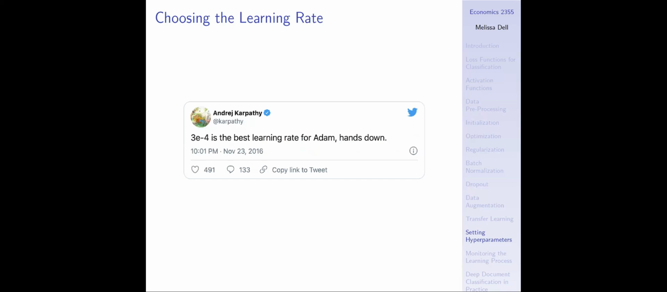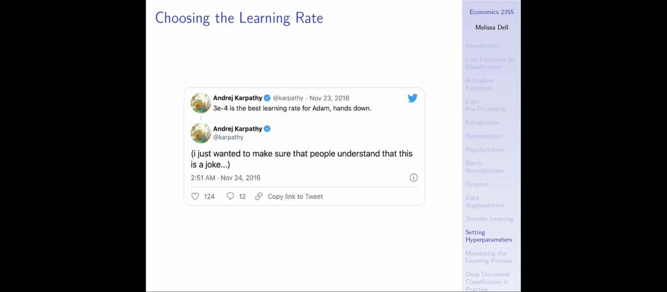And so you see here, I reproduced this tweet where Andrej Karpathy, a leading AI researcher, says, oh, 3e-4 is the best learning rate for Adam, hands down. And then he says later, I just wanted to make sure that people understand that this is a joke, right? Which goes back to a more general point that what your learning rate should be depends on your problem, and you really need to do some cross-validation to try to get it right.